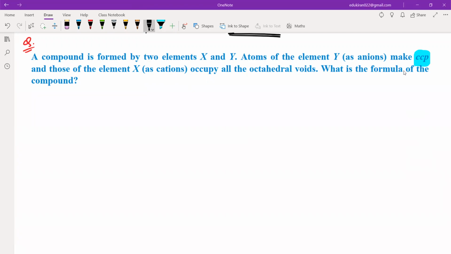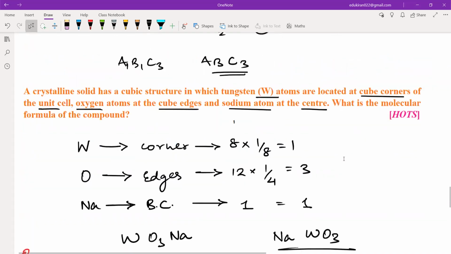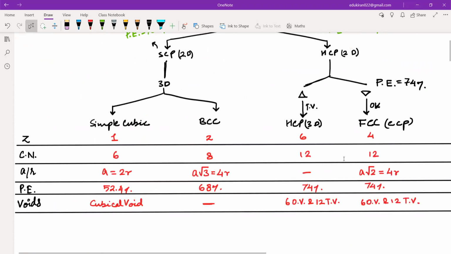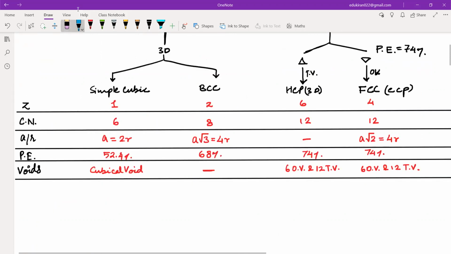What is the unit cell of CCP? What is the unit cell? The unit cell of this is FCC, right? Yeah, FCC. I think I have written it wrongly here. This is not right.